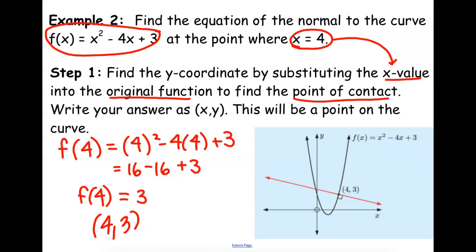So to help us out, here is your quadratic equation graphed out. That's your function. And then there is a point of contact right here at (4, 3). That's going to create a tangent line in a little bit.